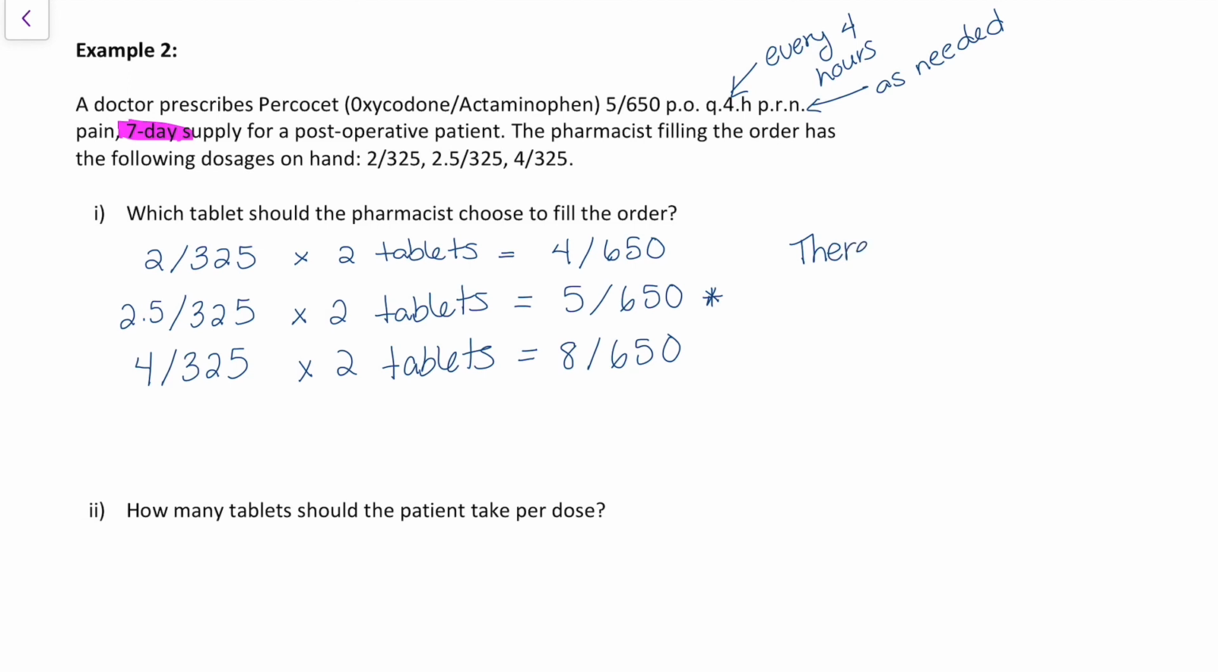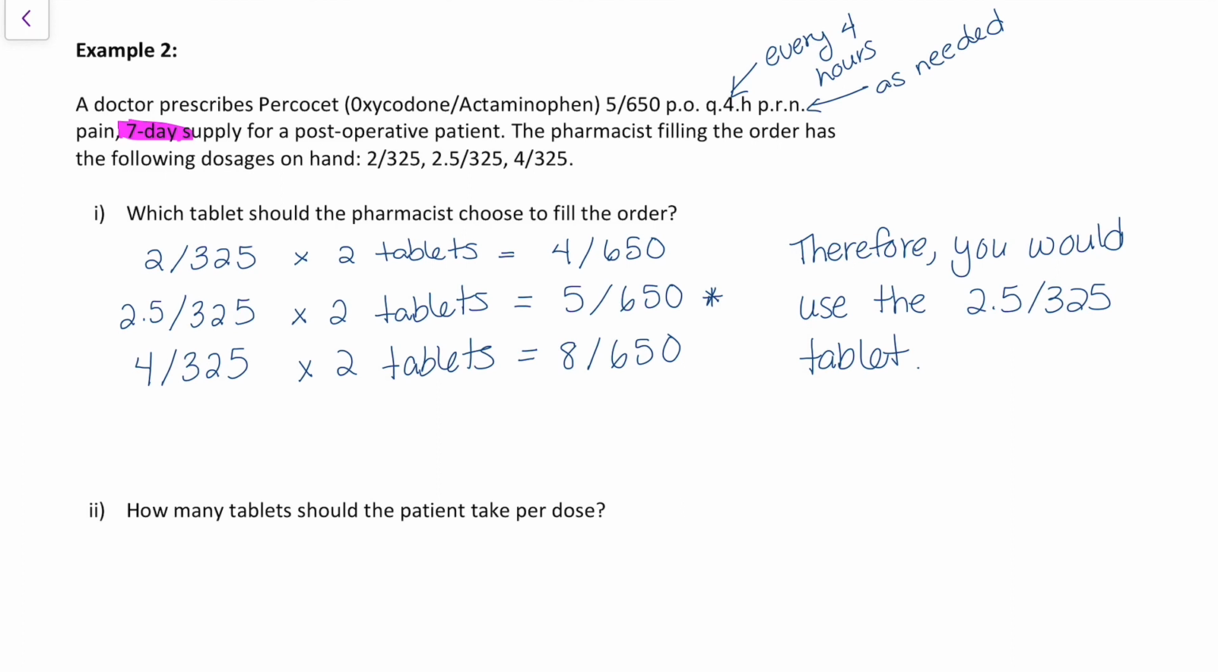So therefore, you would use the 2.5, 325 tablet. So that one is going to get me exactly what the doctor has ordered, and it only uses 2 tablets each dose, which is fine. I'm not having them take way too many tablets in one dose to get there. So that one is the best option of the 3 that I have.